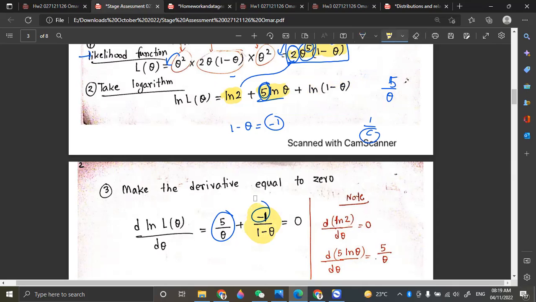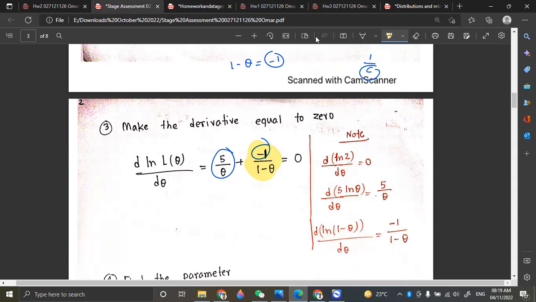So Grace, do you understand? This is just a derivative calculation of the logarithm here. Do I need to explain? Yeah, I have given the notes here, right?